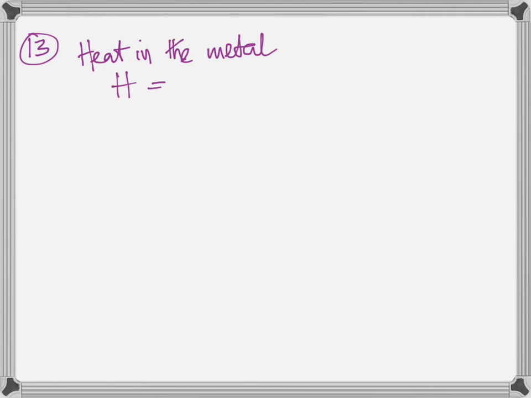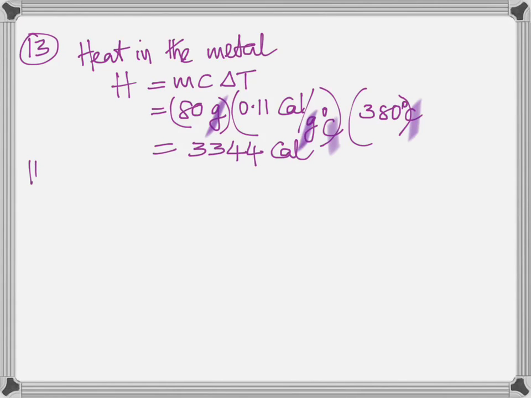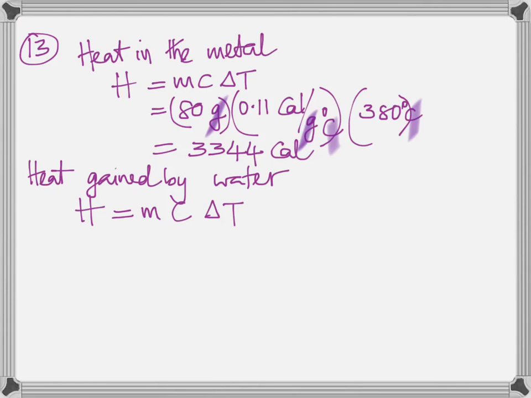The heat in the metal is MC delta T. Mass is 80 grams. Specific heat is given in calories per gram, so I'm trying to show that. See, the units are fine, right? Trying to show you that you get it in calories, and then you look at the heat gained by water. Again, the same formula. You're looking for the mass of water, so you do not know it. Well, I set them equal already. You can see that, right?